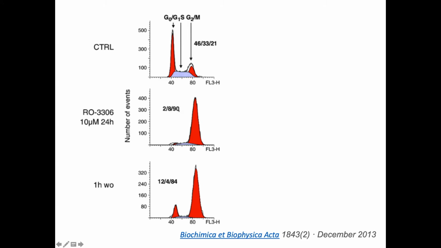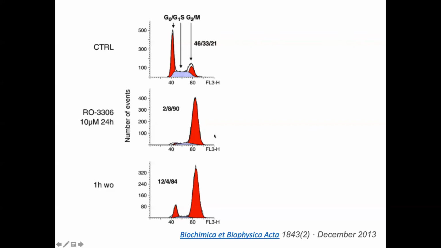But then here they label the RO3306 and 10 micromolar 24 hours. That means the cells were treated with this compound, the RO compound, for 24 hours at a concentration of 10 micromolar, okay? So you can tell the pattern is a huge change between this top figure and the middle figure, right?